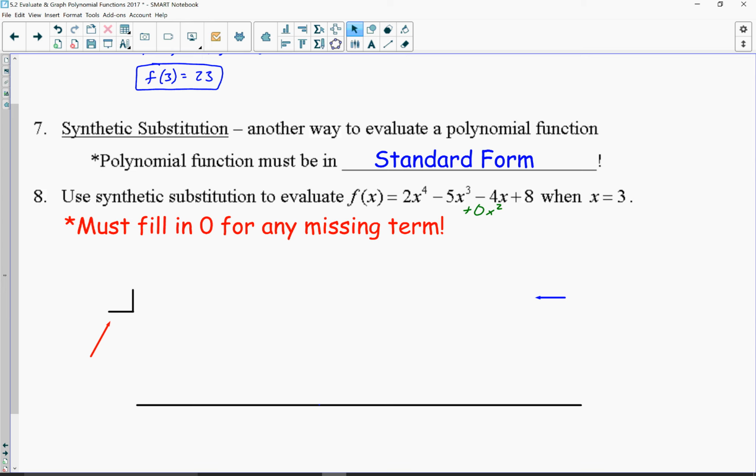So when you do synthetic substitution, you're going to set it up like this, these black lines here. You're going to make kind of a half box over here on the left. And inside of that box, you are going to put the x value that you're given. So we're given x equals 3. I put a positive 3 there. Then to the right of that box, I need to list all the coefficients. This is why it's important that you have your polynomial in standard form, which ours already was. These need to be in the right order. So all the coefficients, space them out a little bit. Notice I have the 0 in there for the 0x squared.